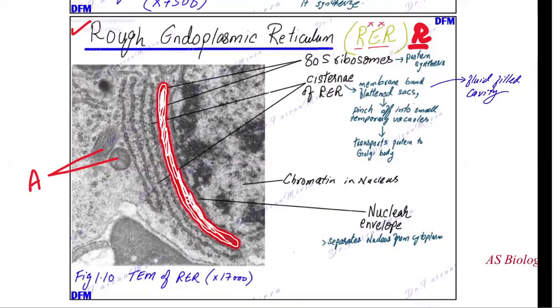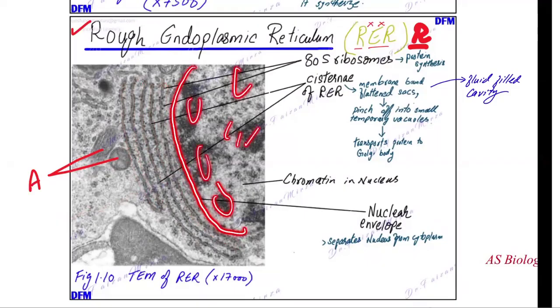So this is one cisterna of your rough endoplasmic reticulum. This is the other and the other and the other and so on and so forth. And this will always be connected with the nuclear envelope. In this case, this is the nuclear envelope. These are the chromatin you can see inside the nucleus.